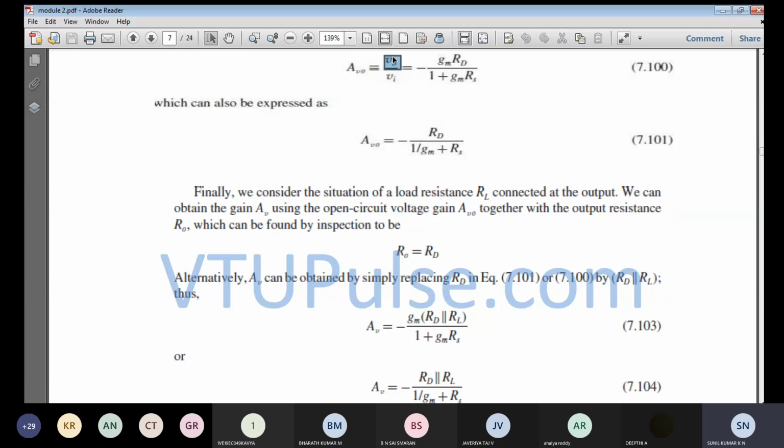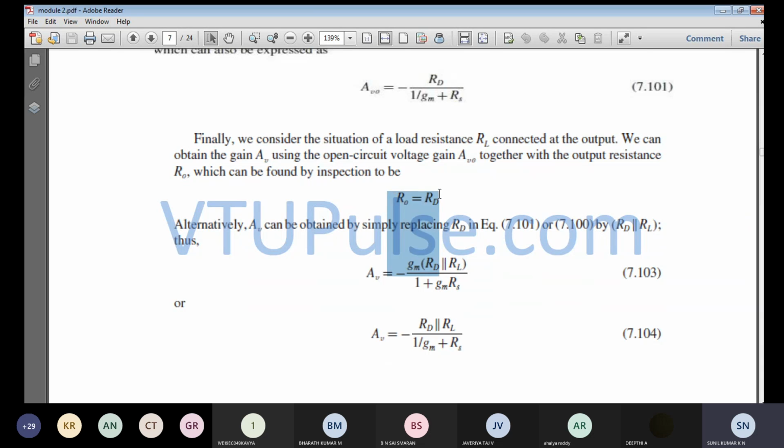So this output voltage will get divided across the load resistance RL. The output voltage is, without load resistance, AV0 into VI into RL divided by RL plus R0. R0 is given as what? R0 is given as RD. So AV is equal to the overall gain, which will have the load resistance.